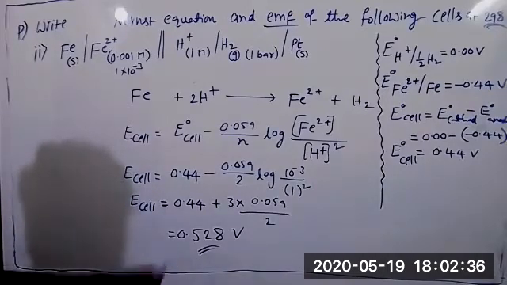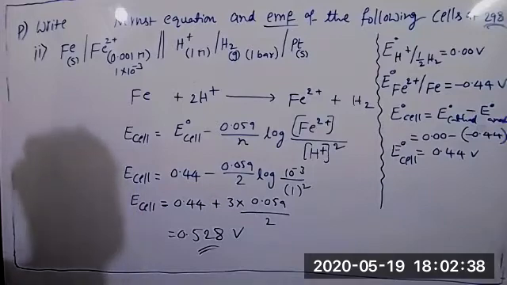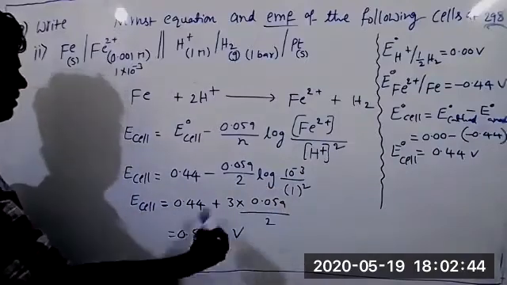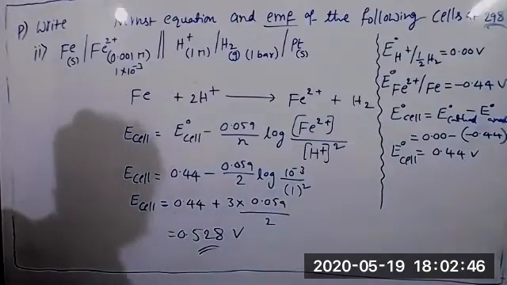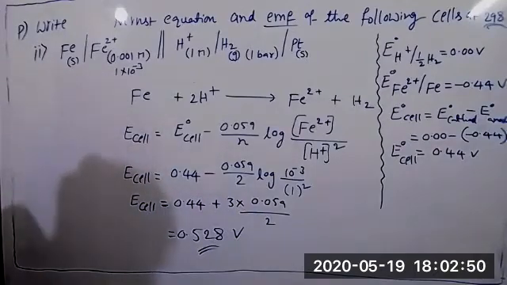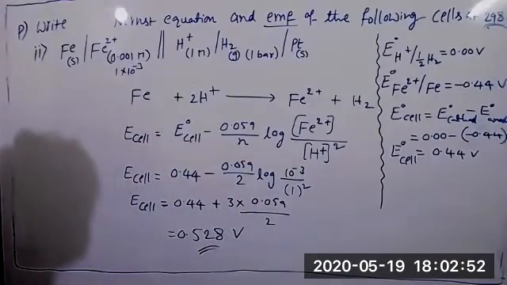But here simple calculations, so mostly don't take any round off value. Suppose here some long, different value comes, then you may take a round off value. Directly 10 power minus 3 means minus 3 will become plus 3, and you can get the accurate value here.